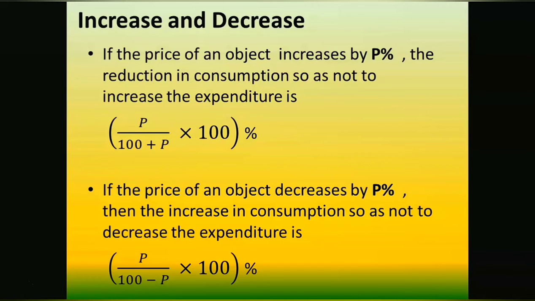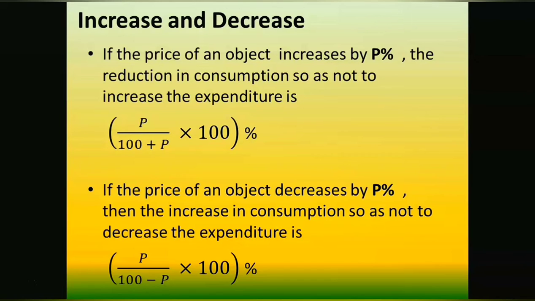Definitely it will be 1 chocolate, because previously you were buying 2 chocolates for 10 rupees. Now the price has increased and become 20 rupees. But your expenditure should remain the same, that is 10. And hence, by how much percentage you should reduce your consumption? Instead of 2 chocolates, you will buy 1 chocolate. So it is reduced by 50%. This formula gives us that percentage, that is, by what percent the consumption should be reduced.